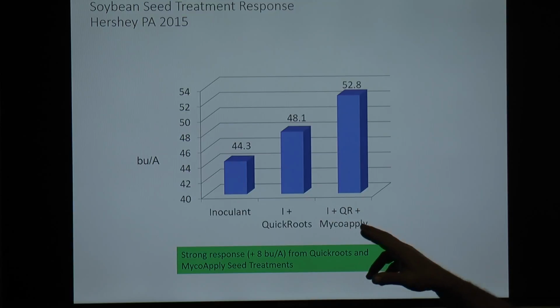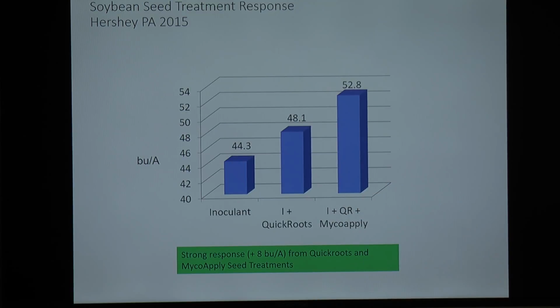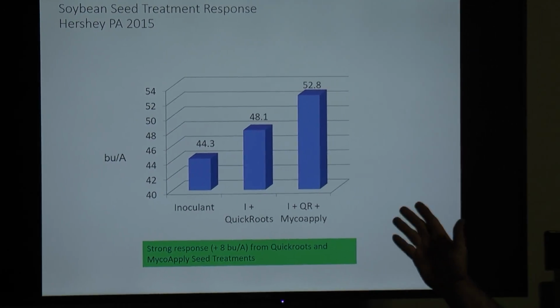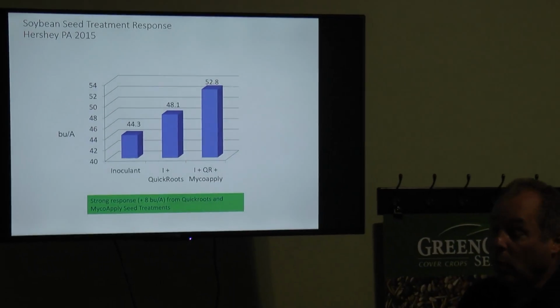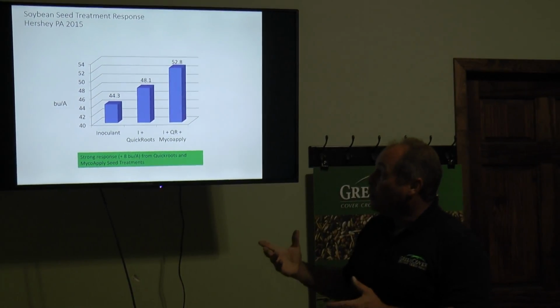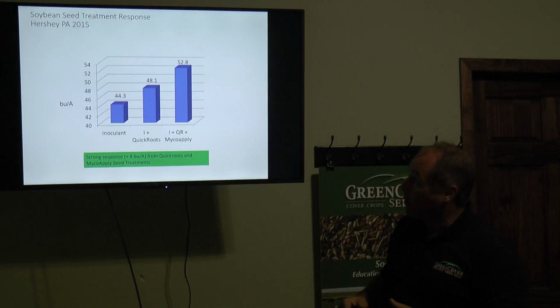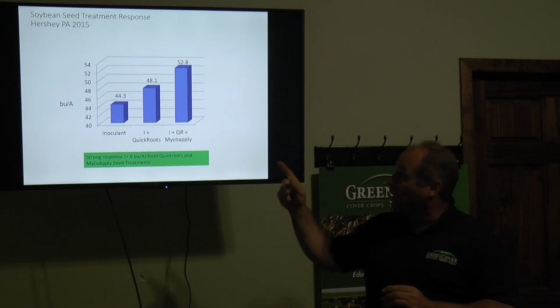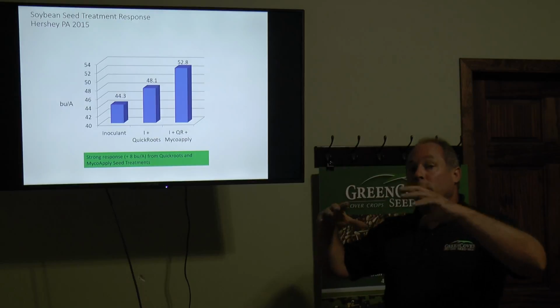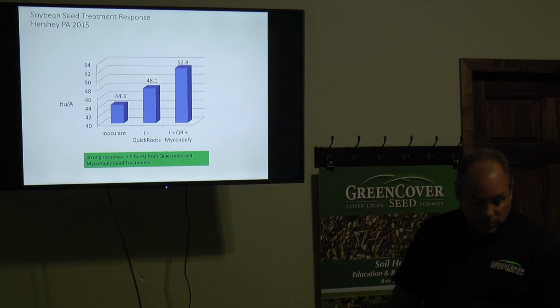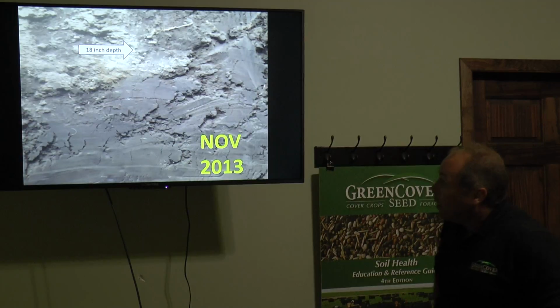But look what happens when you add mycorrhizal fungi, the myco-apply, and the quick roots together. Having the mycorrhizal fungi in there creates that much more additional habitat surface area for the quick roots organisms to colonize. Very, very synergistic effect with any beneficial root organism when it's applied in combination with mycorrhizal fungi. I think the mycorrhizal fungi is the critical first step in restoring those beneficial root organisms. And this is just one case study.